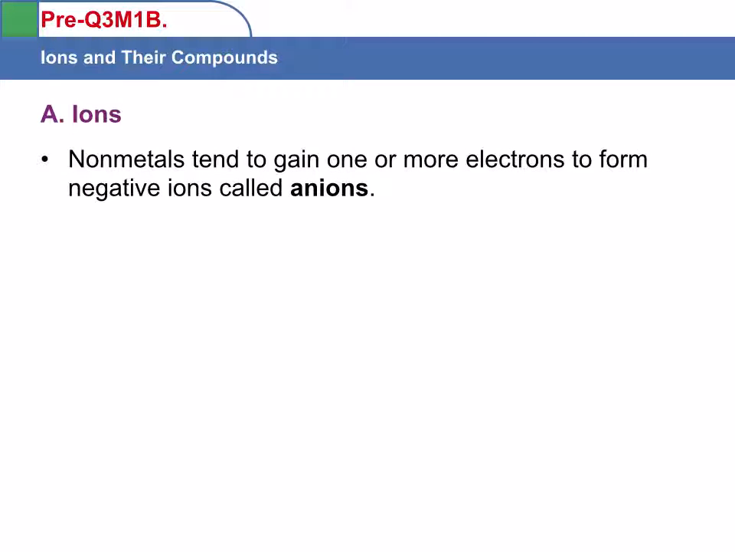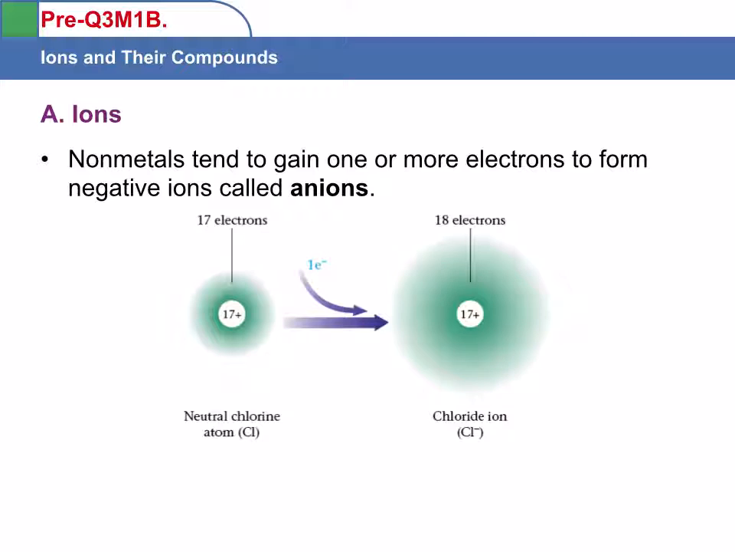Nonmetals, however, tend to gain electrons, so they take them. And this makes it a negative ion because you're adding a negative charge, and these are called anions, not onions. The way that you can remember this is it looks like the word onions, and onions make you cry, so it's anion. Here you have an example here.